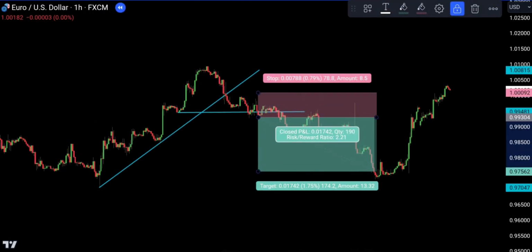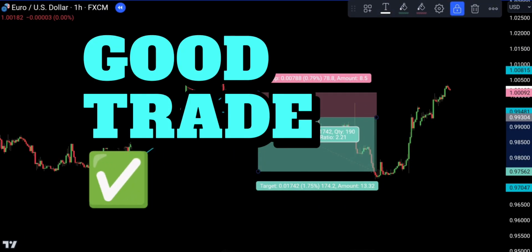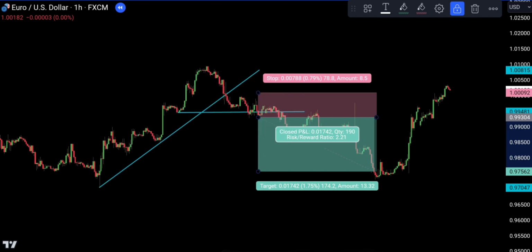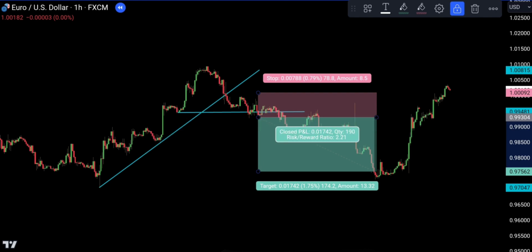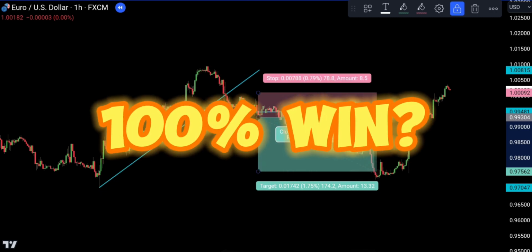And the trade we opened, taking all precautions, has been successful. Please remember that there is always a guarantee of minimal loss and maximum profit by exercising patience and adhering to the rules, but there is never a 100% guarantee of success in every trade.